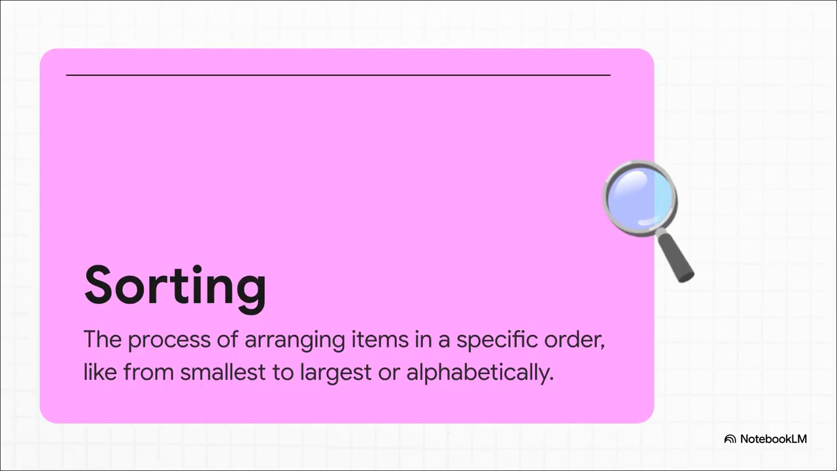So what are we really talking about? At its core, sorting is super simple. It's just arranging stuff, taking a total mess and putting it in some kind of order. You know, smallest to largest or A to Z. It sounds basic, but it's one of the absolute cornerstones of computer science.